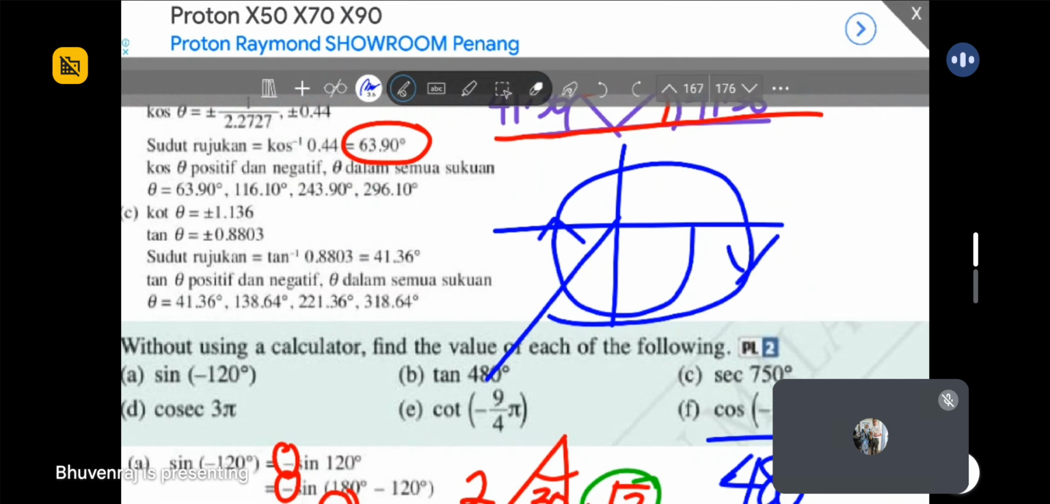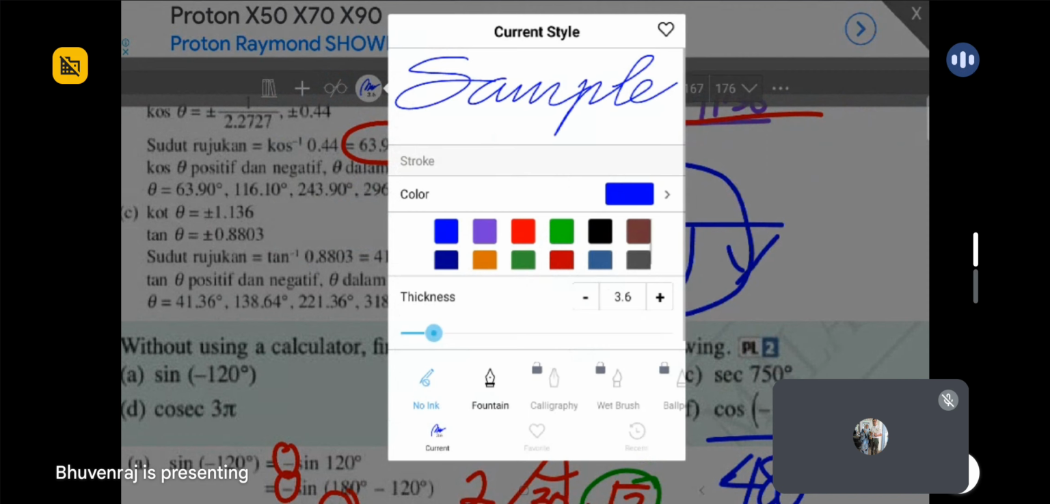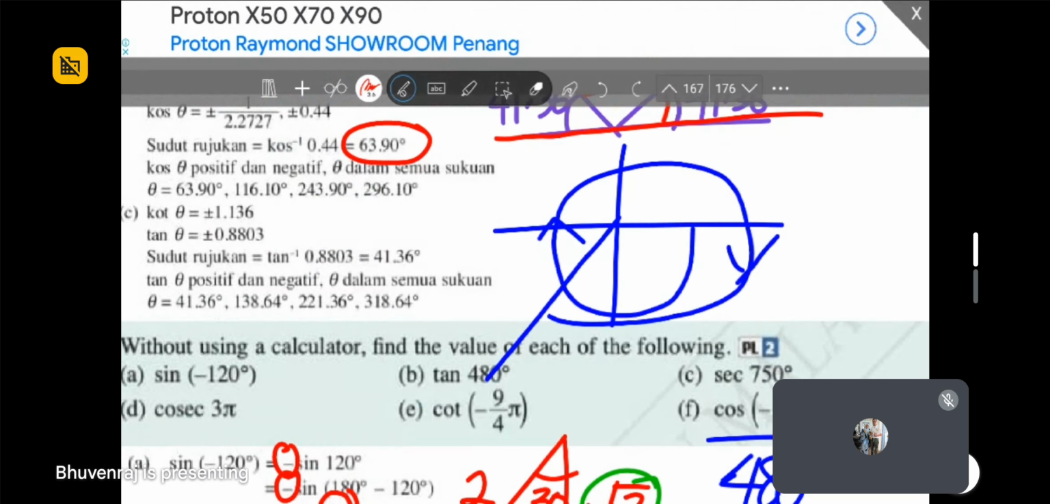480. Okay, so now what is your reference angle? You need to find this angle. Kena cari sudut ni. So it's 360 plus 180, so it's 540 minus 480. So the answer is 60 degrees, guys. 60 darjah.